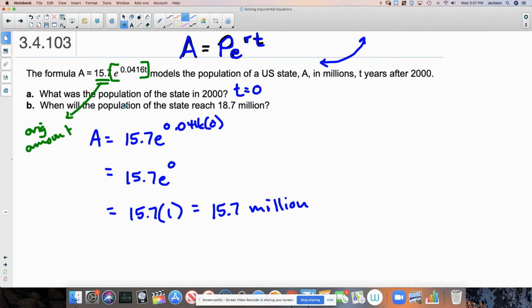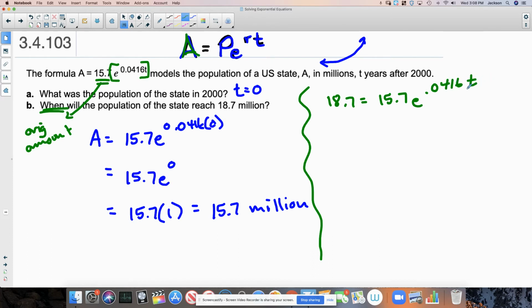When will the population of the state reach 18.7 million? When is a question talking about time. So for part B of this, we're having to solve for that unit of time. We know that the amount after some period of growth is 18.7. So we have 18.7 equals 15.7 e to the 0.0416 t. And this is what we're solving for. So we're solving for a variable in the exponent.